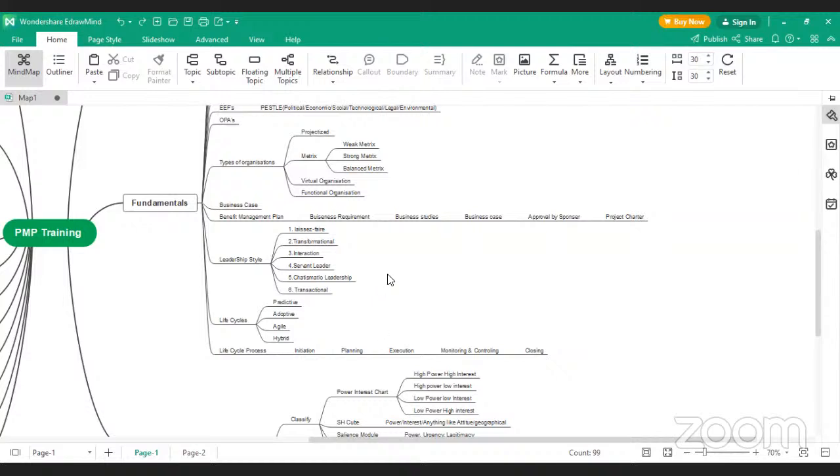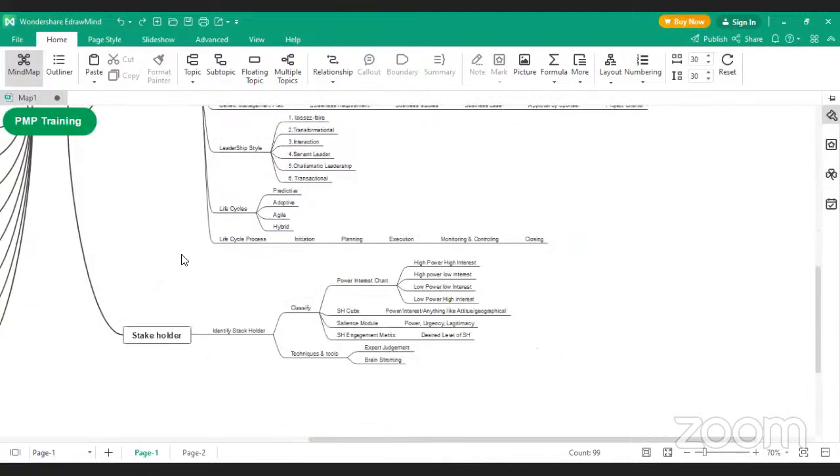And after that, we discussed some leadership styles, like transformational, interactional, servant leaders, systematic leadership, transactional leaderships. And we have discussed some life cycles. We have predictive, adaptive, agile, or hybrid life cycles. And in life cycle processes, there are 5 processes: initiation, planning, execution, monitoring and controlling, and then closing of the project. This is all the major that we have discussed about the fundamentals.